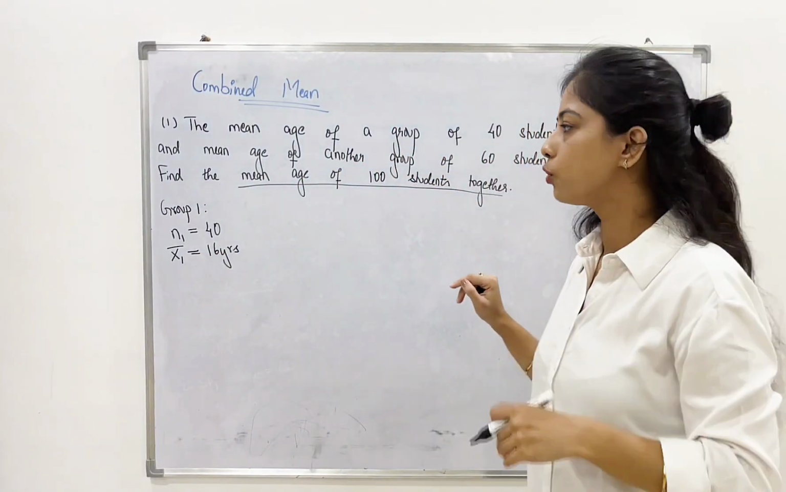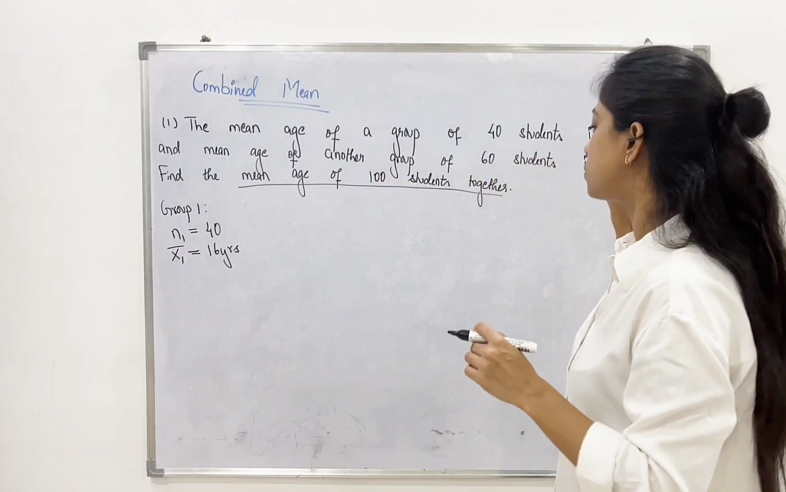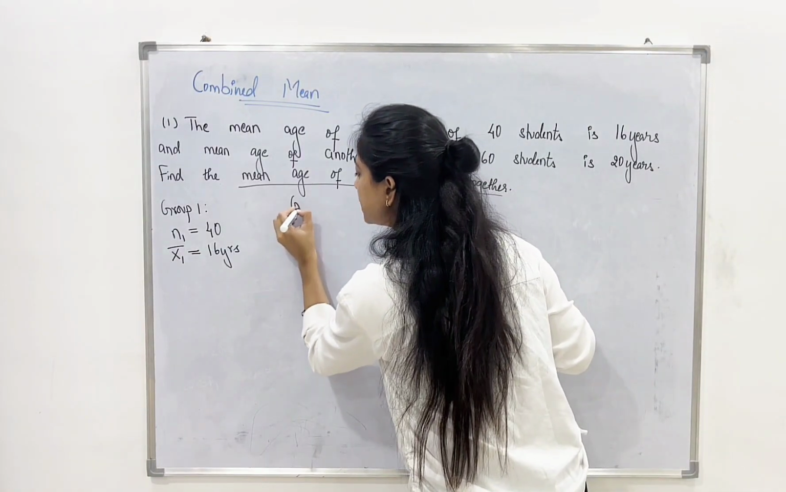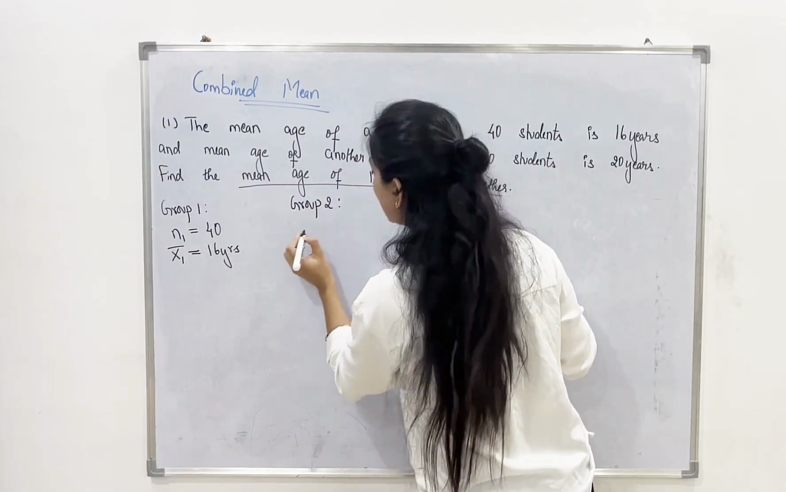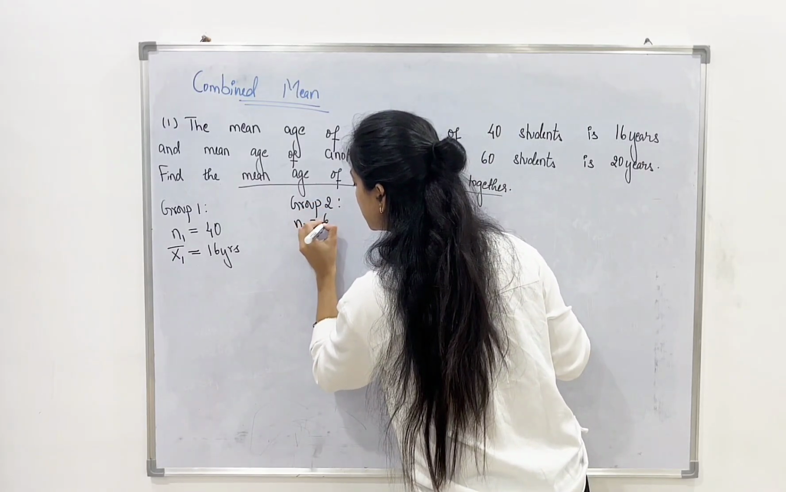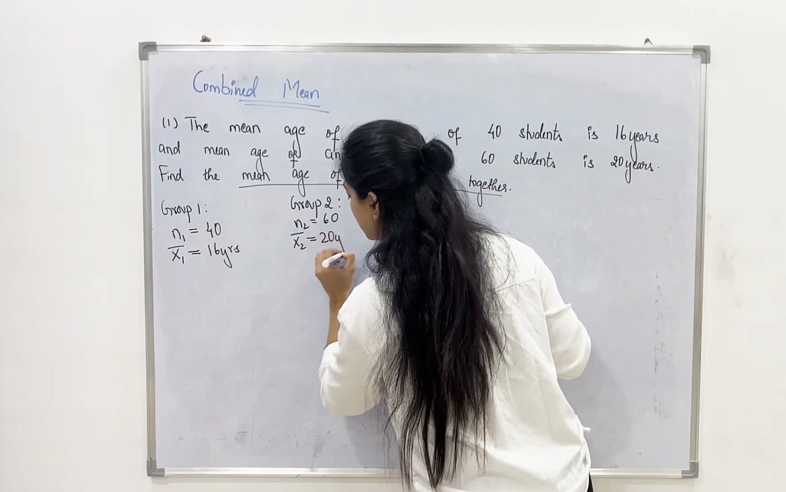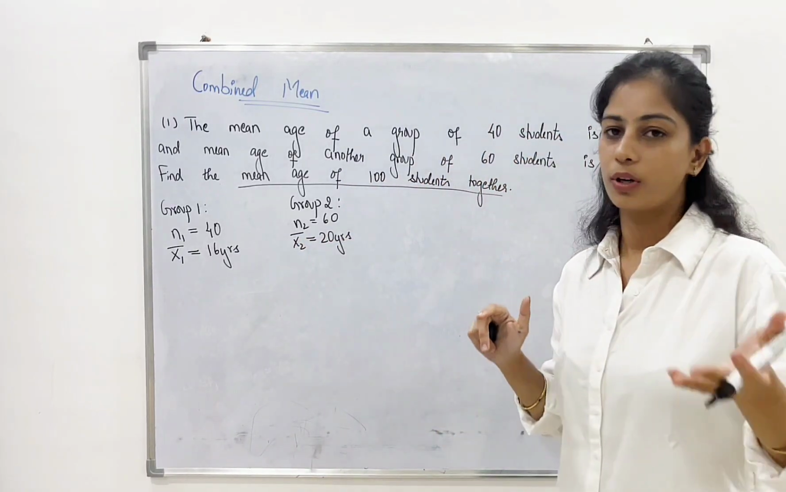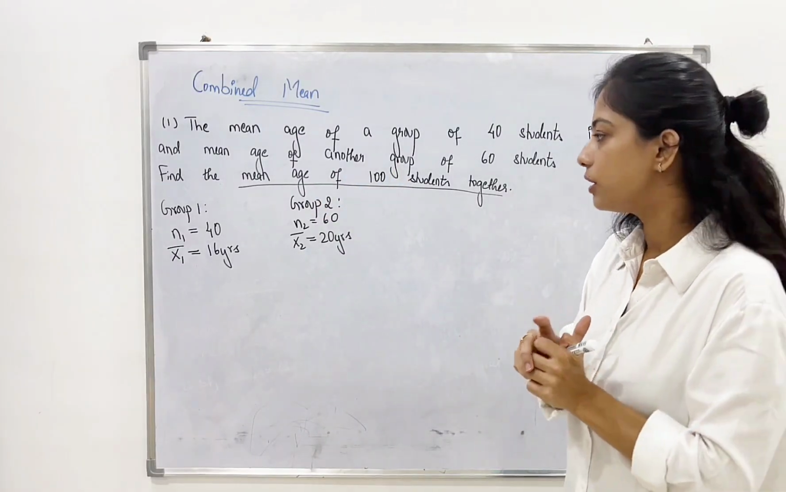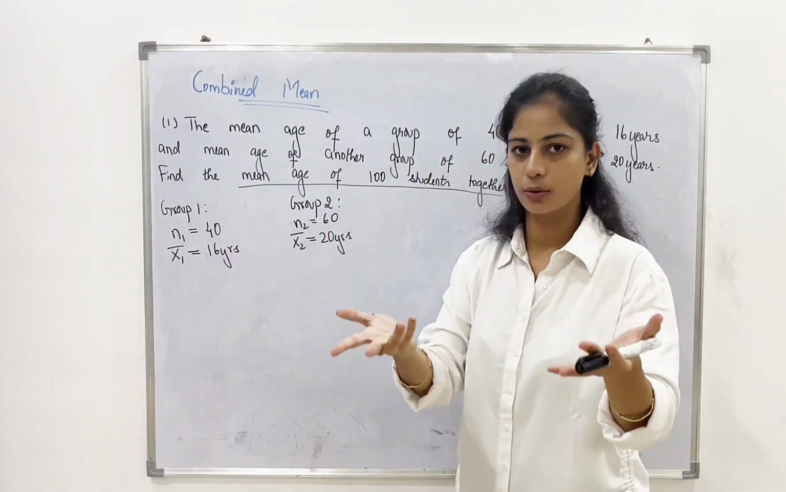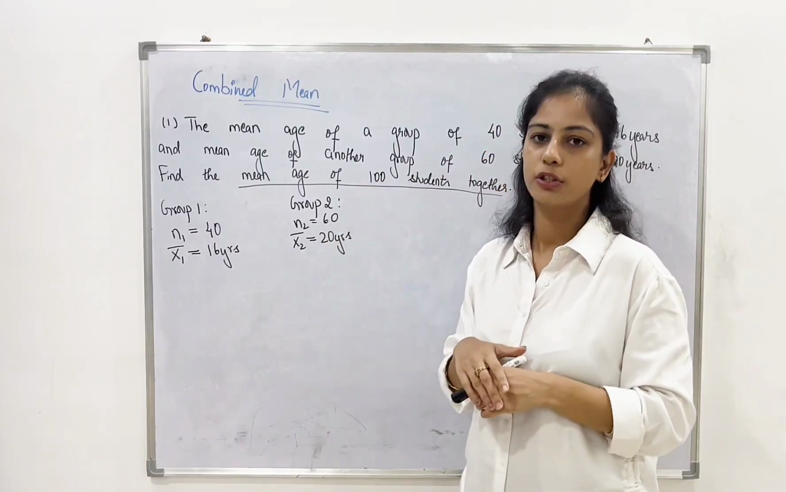Now let's move on to group number 2. The mean age of another group of 60 students is 20 years. So again, we will be taking group number 2, in which we have 60 students and the mean is 20 years. Now what are they asking us to find? The mean age of 100 students taken together. So if you combine this 40 and 60, it is going to give you 100. So they have asked us in total for 100 students.